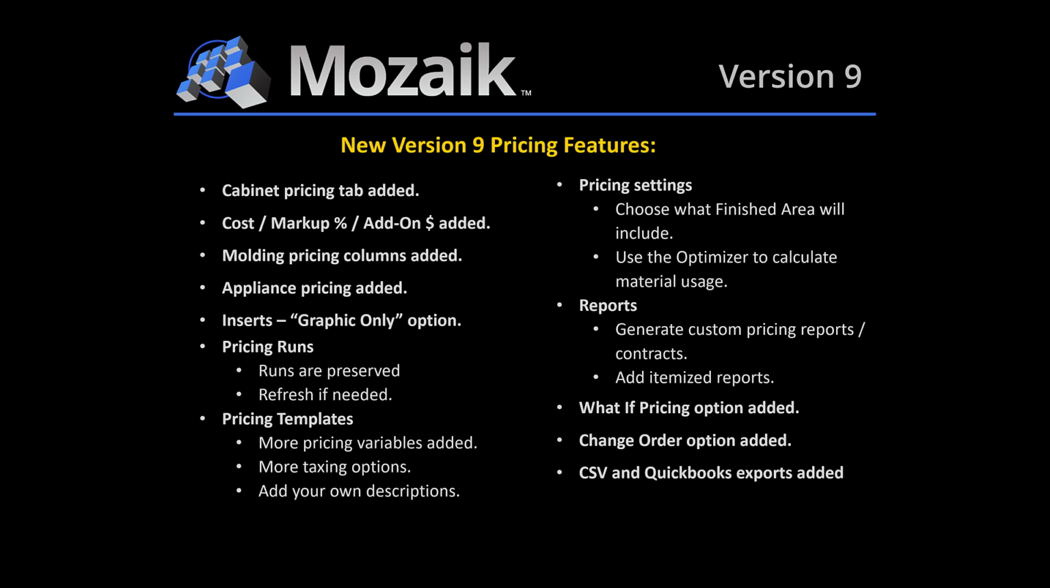In pricing settings, you can choose what parts will be included in your finished area calculations. For example, you may consider the front of a door finished area, or you may consider the front and back surfaces finished area. You can also use the optimizer to calculate material usage.